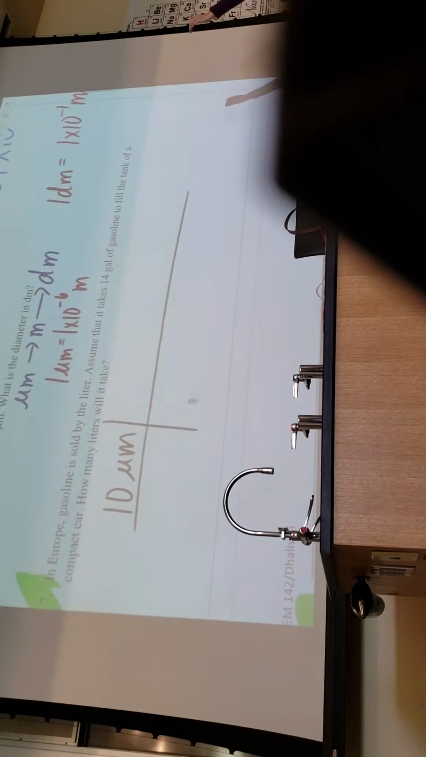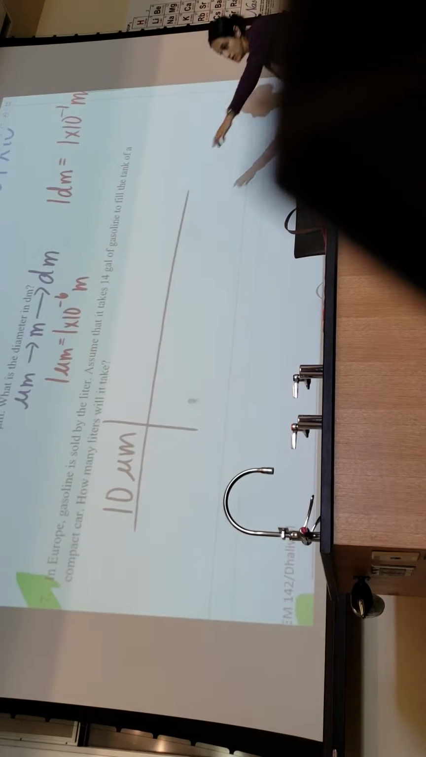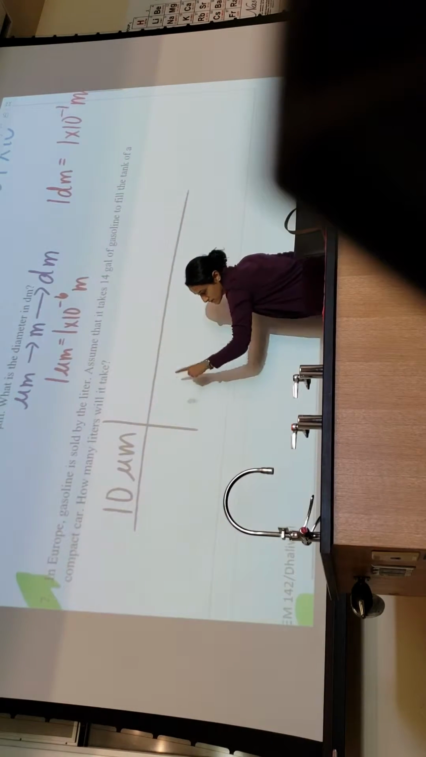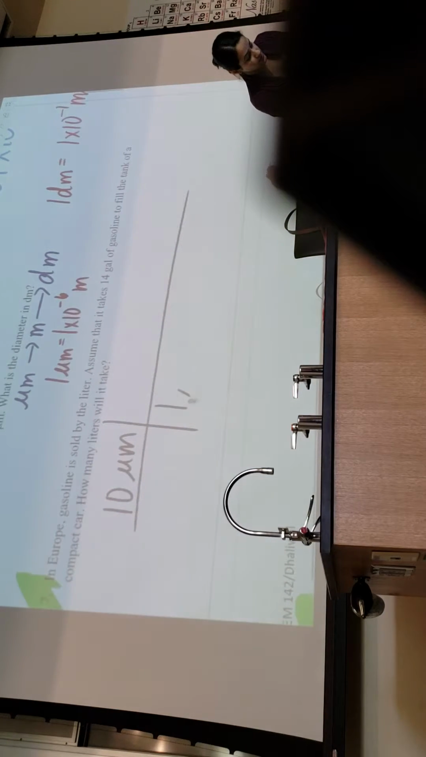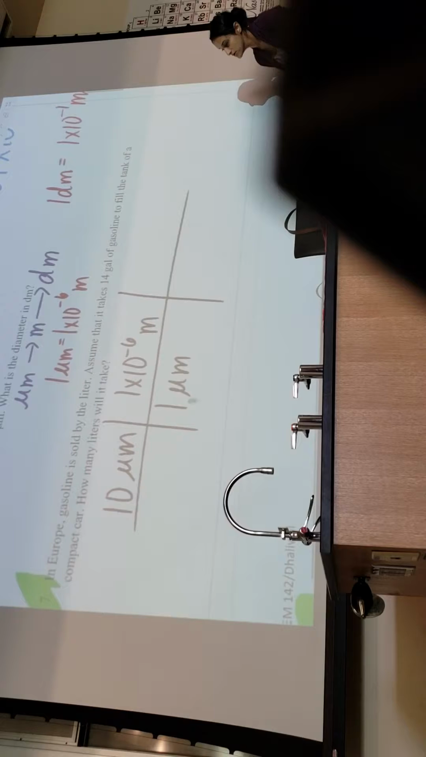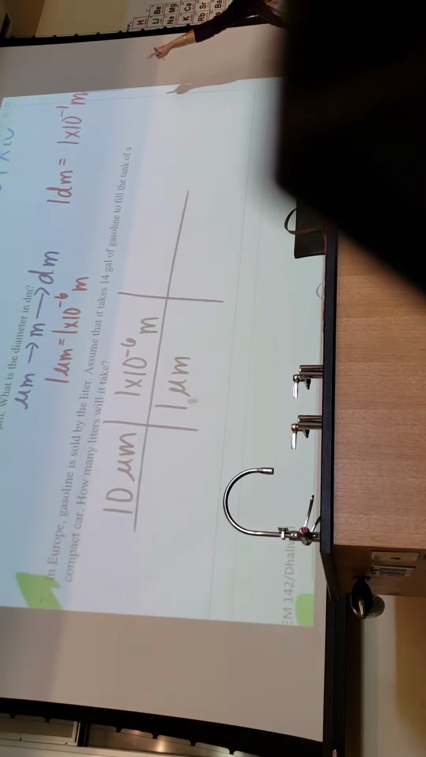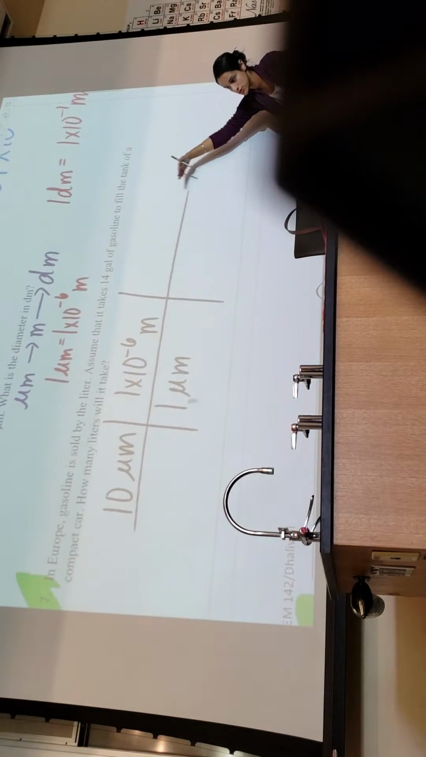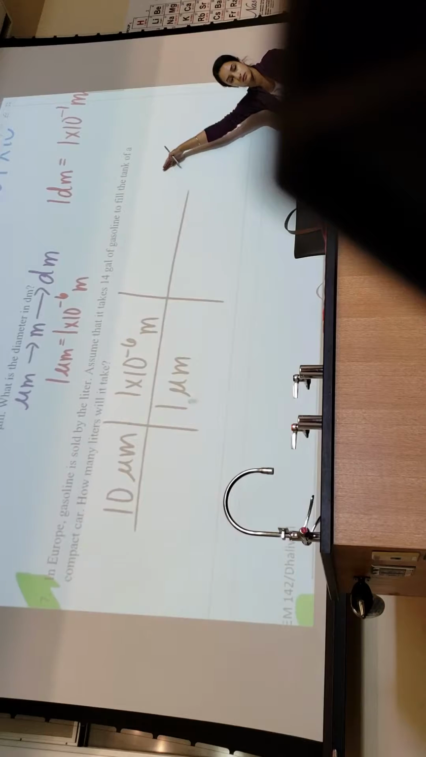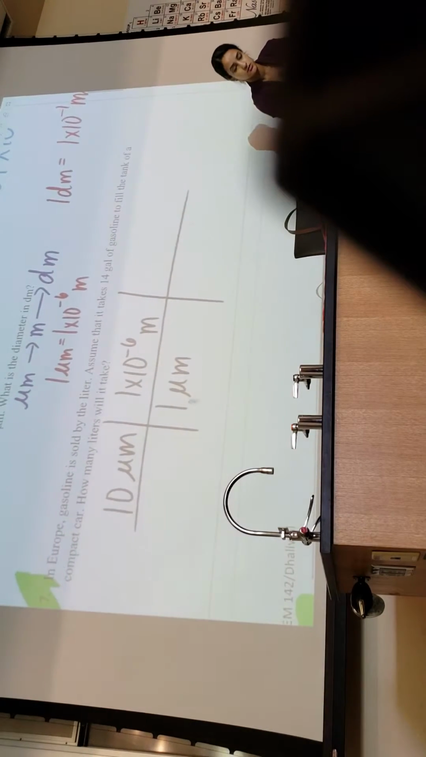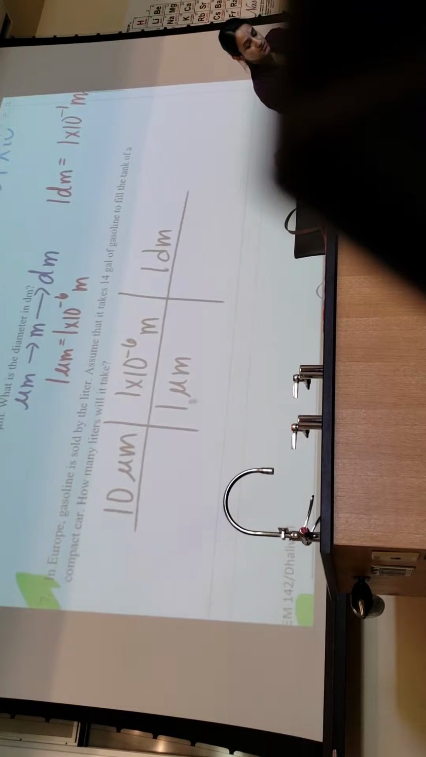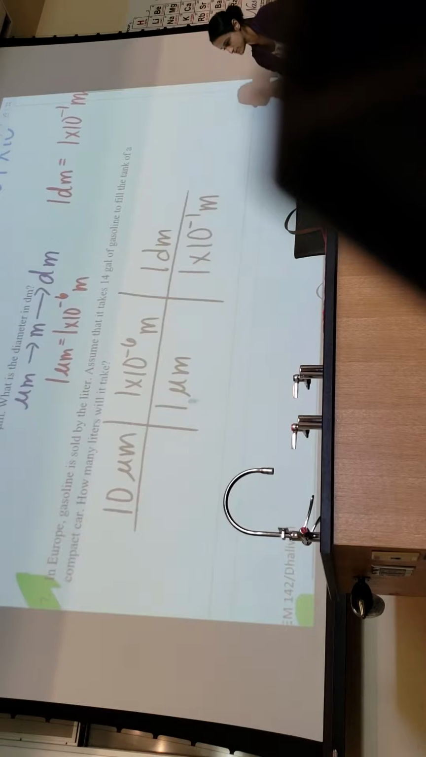Now I'm going to set it up again. Micrometers needs to cancel out. If I look here, I have a 1 in front of the micrometers. So I'm going to put that here. And then 1 times 10 to the -6 meters. Okay, my second conversion was this one here, right? I want to be left with decimeters. That's going to go on the top or the bottom? Top, right? So I'm going to put 1 decimeter on top, 1 times 10 to the -1 meters on the bottom.